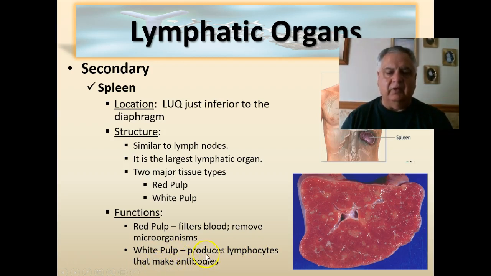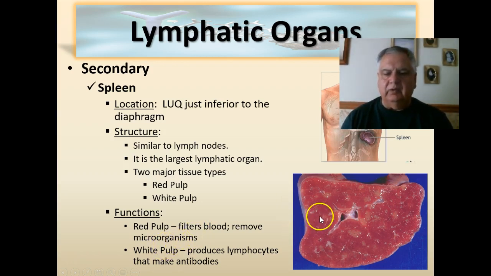So what happens is, as blood enters the spleen, it passes first into the white pulp. Any microorganisms that are in the white pulp, B lymphocytes can make antibodies that can bind up and neutralize those pathogens that may enter and get into the blood. And then in the red pulp, the pathogens are filtered out and removed.